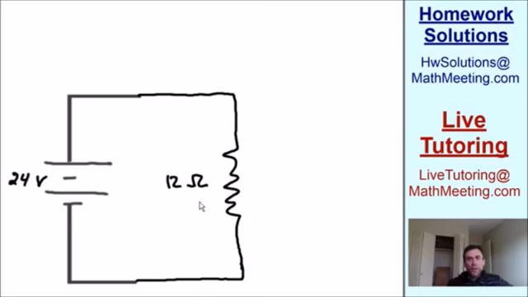Now that we've simplified this circuit so that there's only one resistor, now we can find the total current running through the circuit.